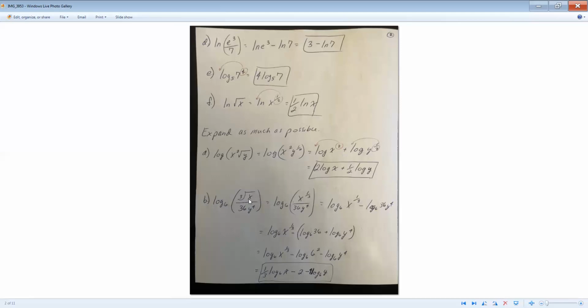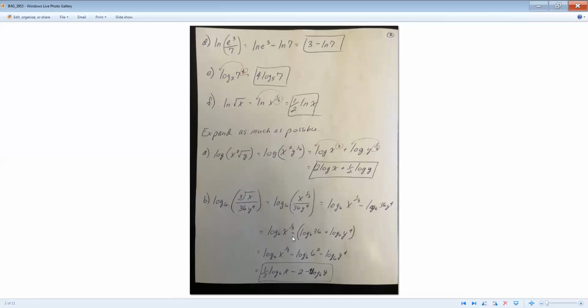Next one, log base 6 of the cube root of x over 36y to the 4th. So I recognize that the cube root of x is x to the 1/3. So I rewrite that, and then the quotient rule says I'll have log base 6 of x to the 1/3 minus log base 6 of 36y to the 4th. Now that log base 6 of 36y to the 4th, that's multiplication, so I can break that up. Notice my parentheses here. Both of those are in our denominator, so that means that minus sign needs to be applied to both of them. So that's log base 6 of 36 plus log base 6 of y to the 4th with parentheses around them.